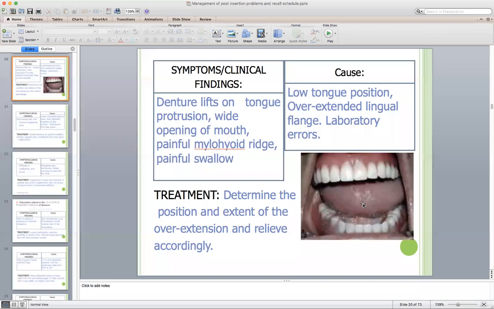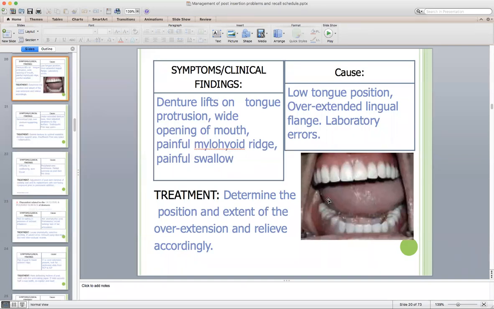Another issue that is related to the impression surface is denture lifting. The patient complains that the denture lifts up on protrusion of the tongue. Whenever the patient protrudes the tongue, the lower denture lifts up, or on wide opening of the mouth, or with a painful mylohyoid region, that is the middle lingual fossa. Or also the patient complains of pain in swallowing or drinking of water.